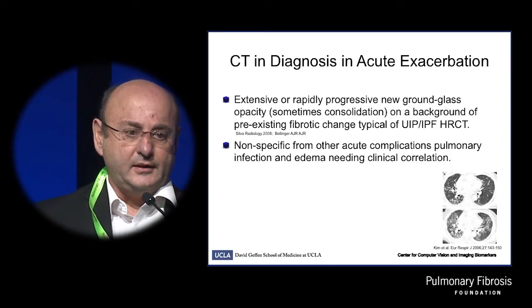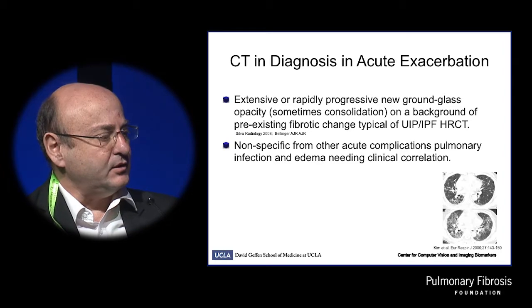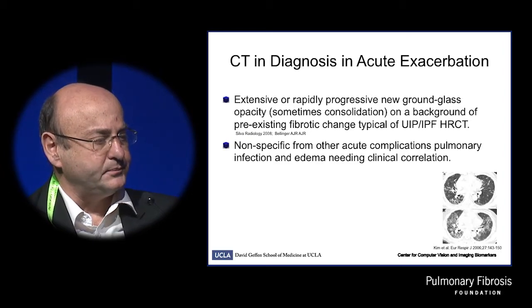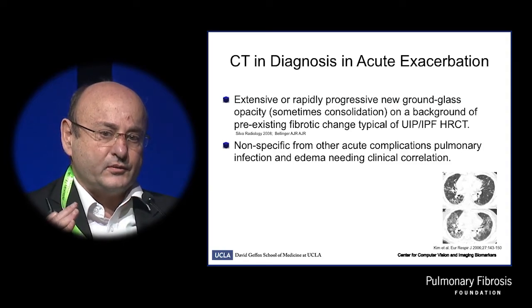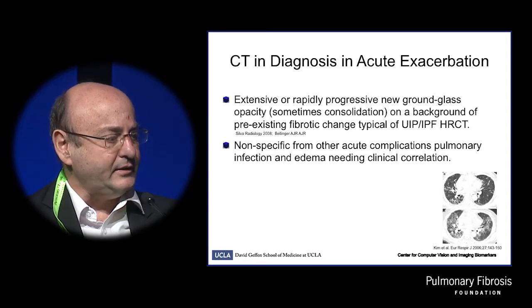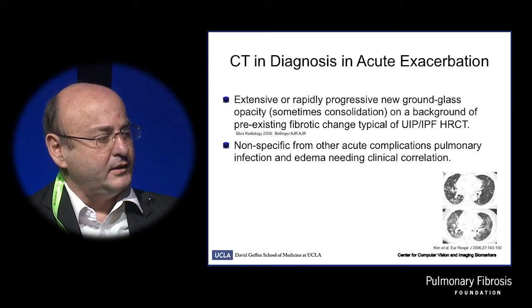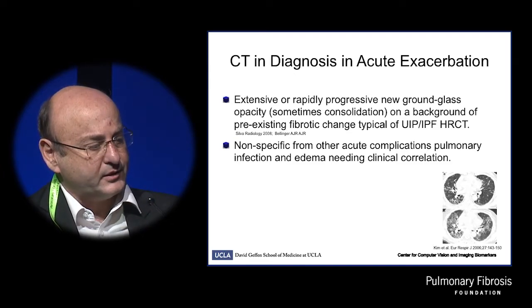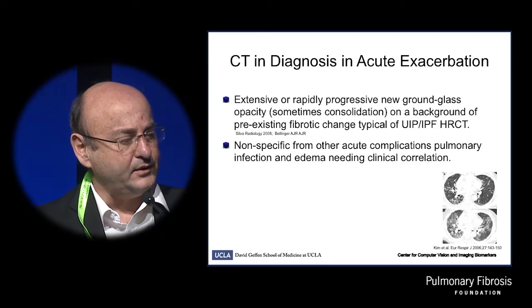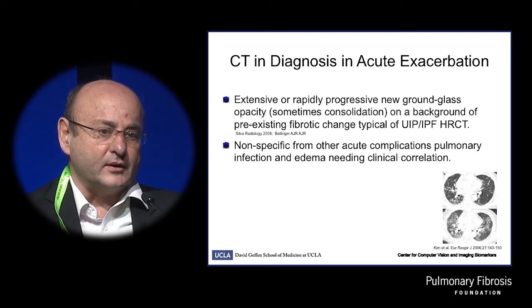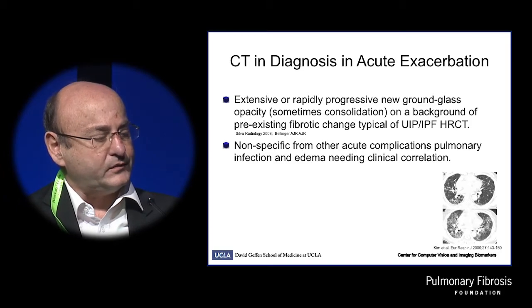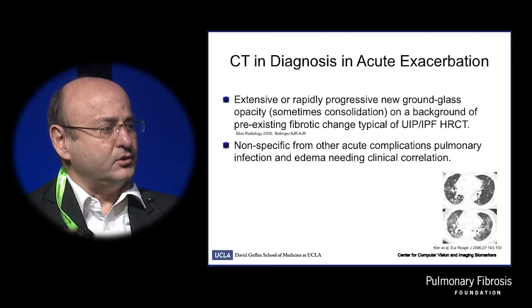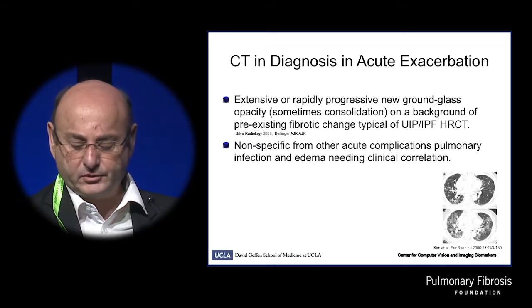The other role of CT in follow-up is clearly in the setting of an acute exacerbation. But again, like everything in imaging, there's nothing specific on the CT. The findings are ground glass opacities, typically maybe consolidation, on the background of changes of IPF, but it's non-specific. But it has a role in helping you. When you see all of this and you know your patient doesn't have edema, then you know your patient has an acute exacerbation.